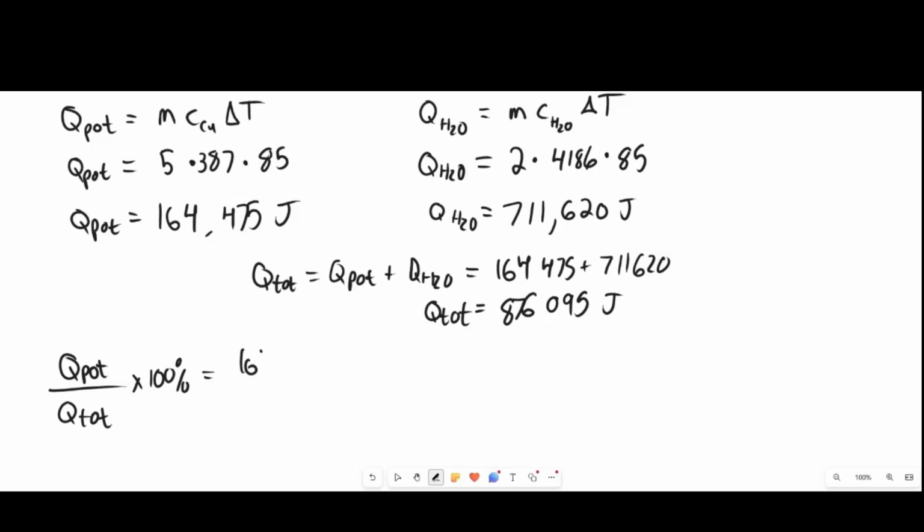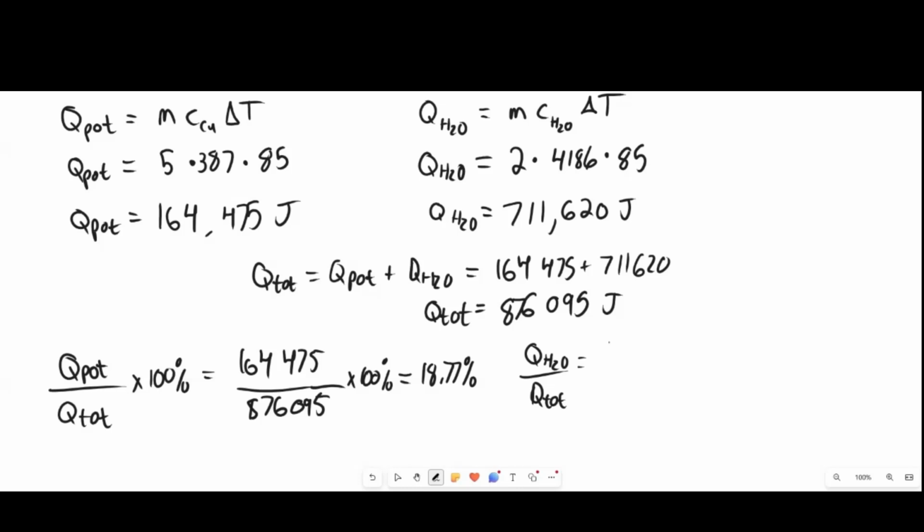So 164,475 over 876,095 times 100%. And that gives you 18.77%. And then you could just subtract 100 minus that 18.77 to get the percent that went into the water, or we can calculate it in the same way. So the heat that went into the water divided by the total heat we needed to add to the system, times 100%, and you get 81.23%.